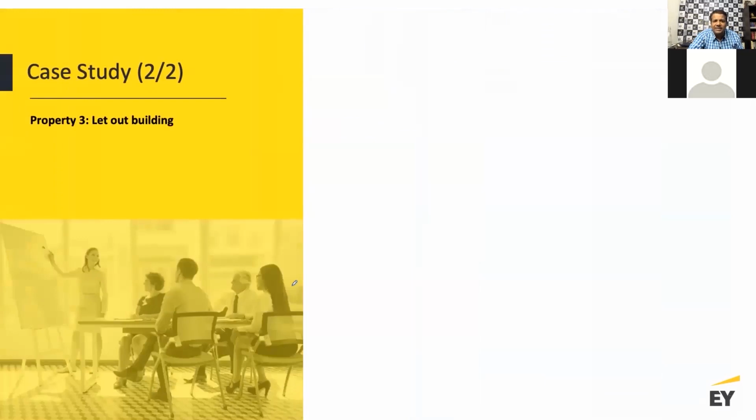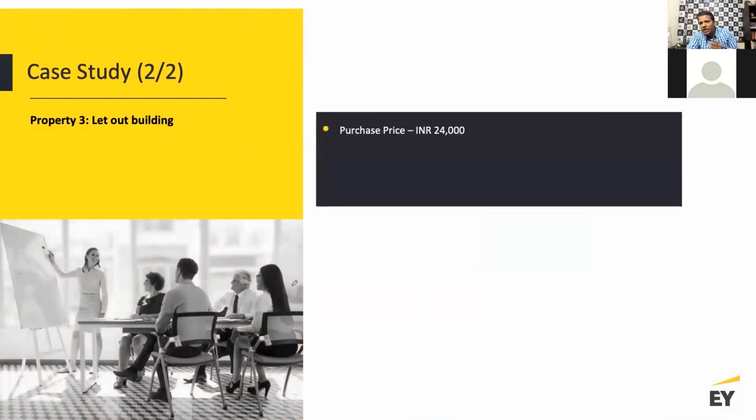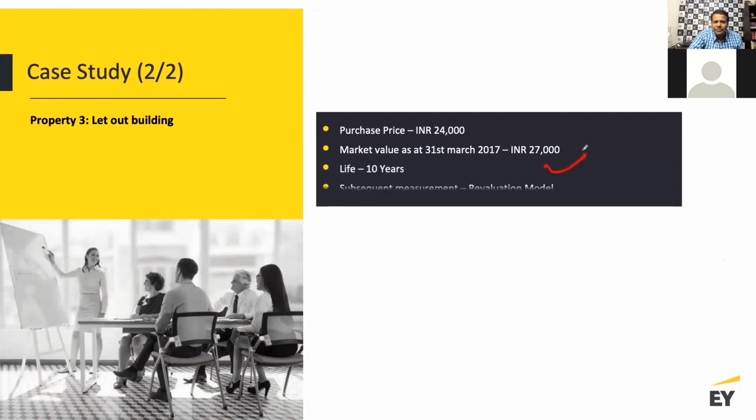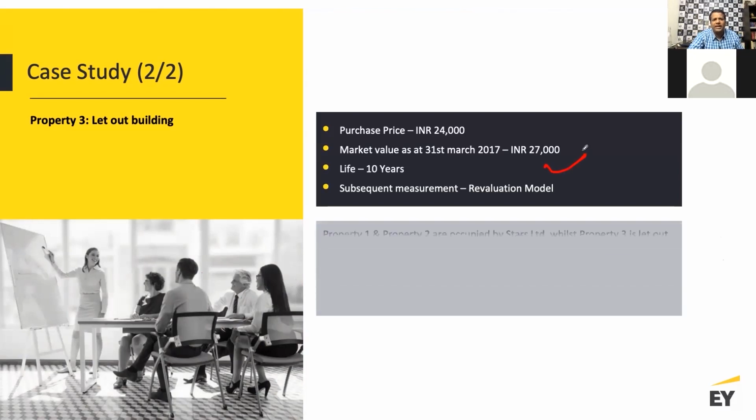Now the question here is, there's a third property I have, which is a let out building. So we're still looking at the question, right? So I have factory 1 building, I have factory 2 building, now I have factory 3 building, let out building, which the purchase price is 24,000. A market value of this is 27,000, right? So the life of this building is also 10 years, and I want to follow again a revaluation model here for the purpose of doing the accounting.